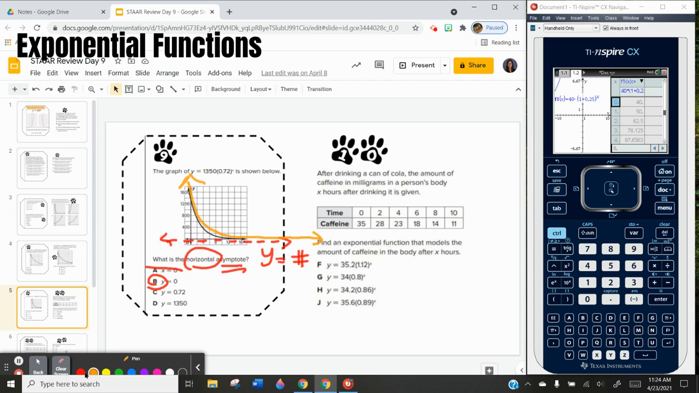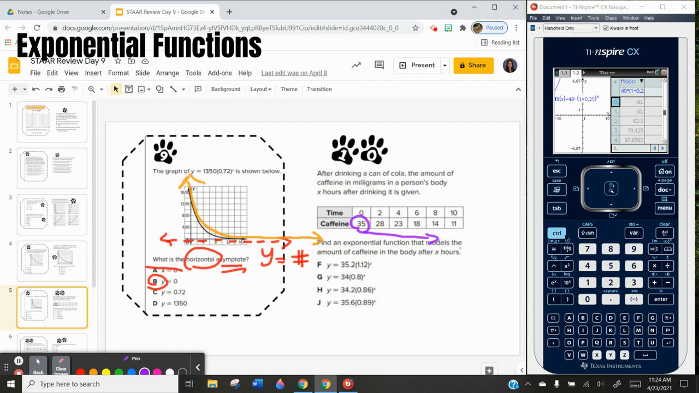Problem number 10. After drinking a can of cola, it says the amount of caffeine in milligrams in a person's body X hours after drinking is given. So here we start with the 0. They have 35 milligrams of caffeine, and then you'll notice that the value continues to decrease. So here it says, find an exponential function that models the amount of caffeine in the body after X hours. So since the start value is 35, we know that it should start about 35, which all of these do.